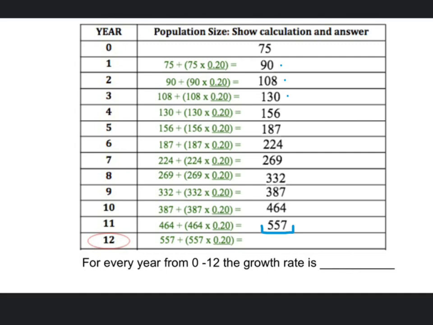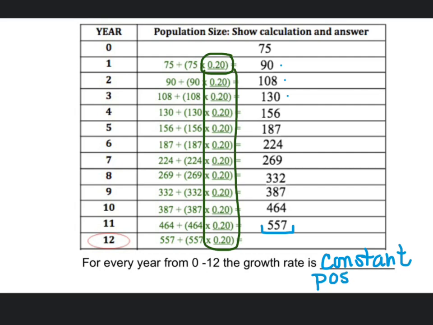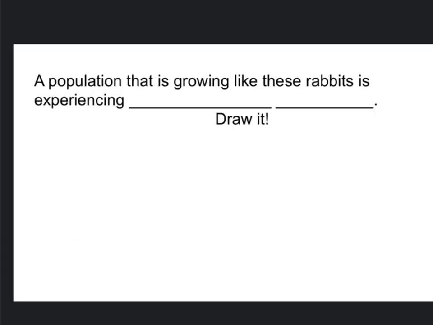So if we look at the growth rate, and this, remember, is the growth rate that we calculated, we can see that from year 1 to year 12, that growth rate never changes. So the growth rate is constant. It is unchanging. Now, it also happens to be a positive number. So the growth rate is both constant and it's positive. The population's growing.